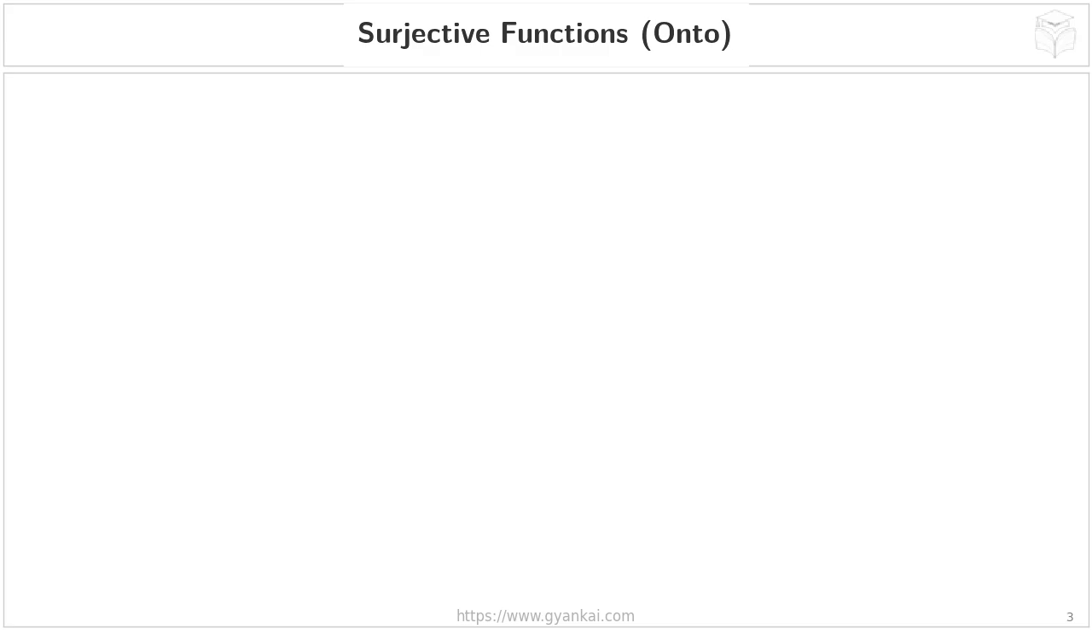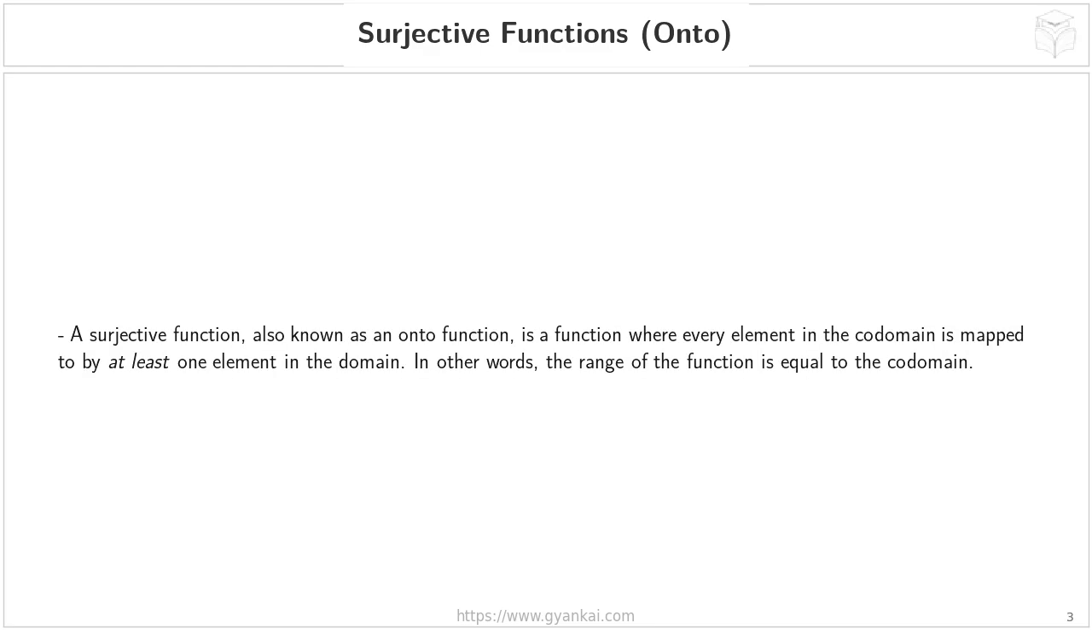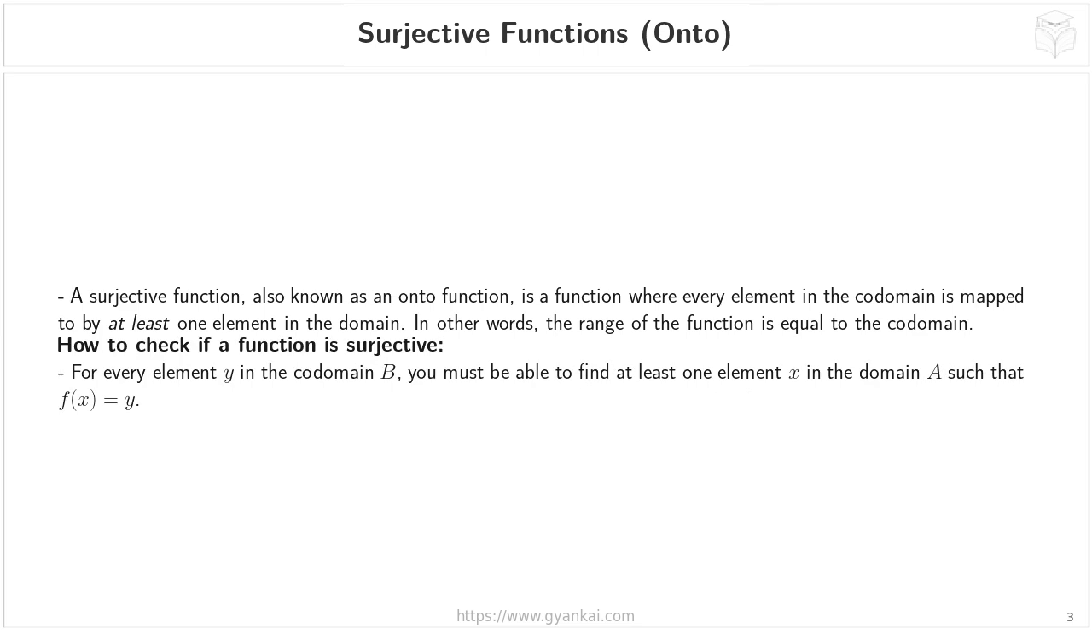Surjective functions, onto. Let's move on to the next type of function, surjective functions. As we discussed on the previous slide, functions map elements from a domain to a codomain. Now, a surjective function, which is also called an onto function, has a specific property relating to how much of the codomain gets hit by the function. Essentially, a surjective function ensures that every element in the codomain is mapped to by at least one element from the domain.